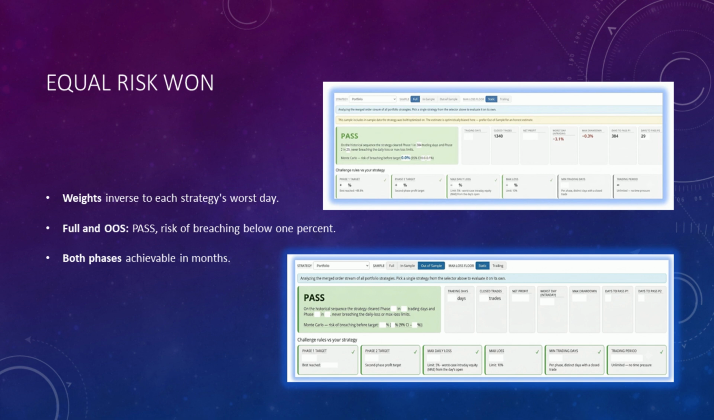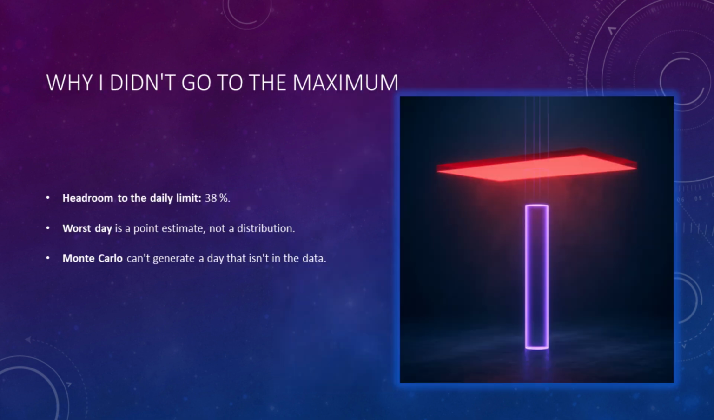Let me remind you where I started, with a portfolio I was claiming was too slow to even finish the challenge. The portfolio wasn't slow, the sizing was. The exact position sizes, the measured percentages, and the day counts are on Hero. Mathematically, I could have gone considerably higher. I didn't. I left myself 38% of headroom to the daily limit.